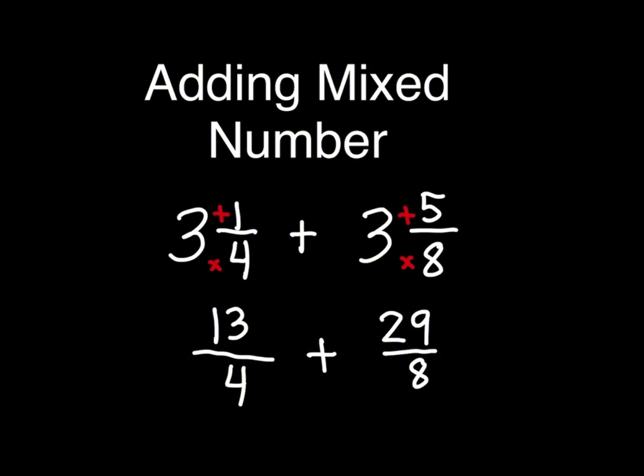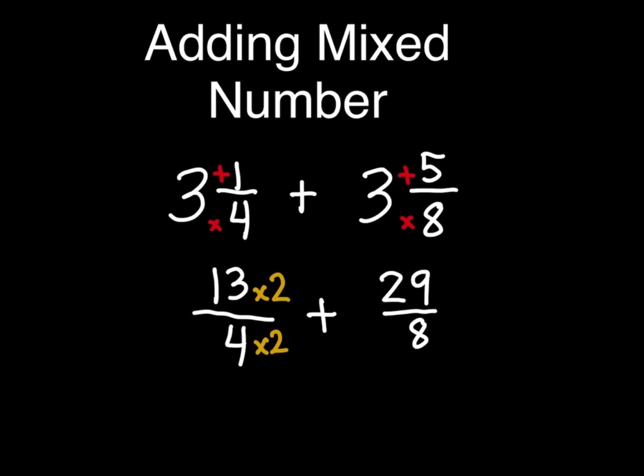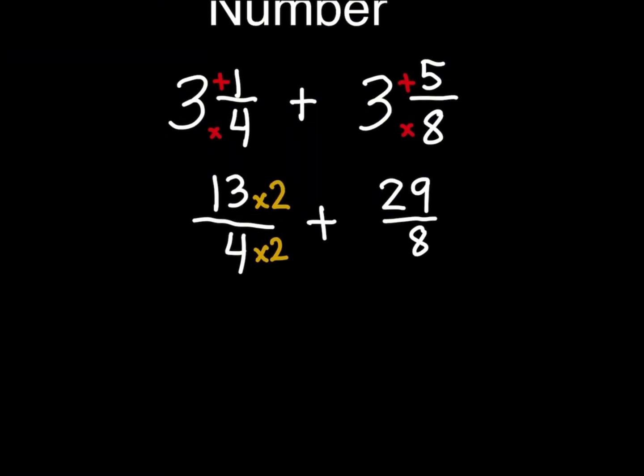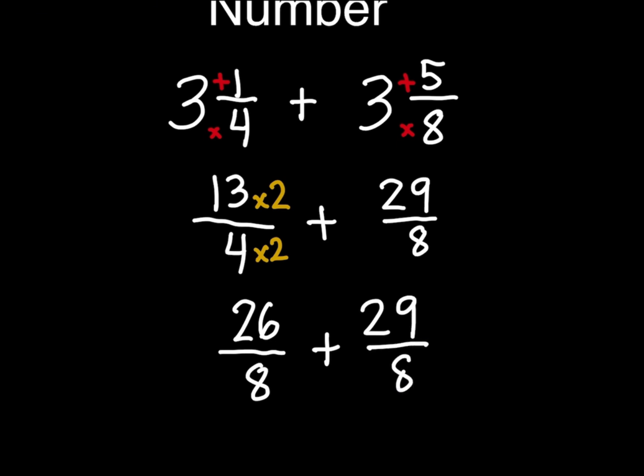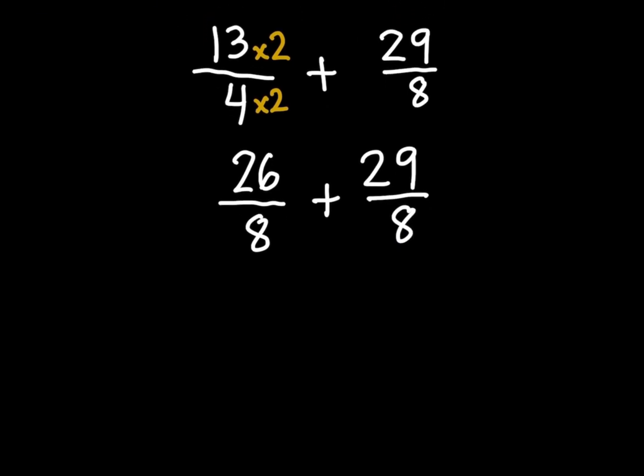And now you cannot add them directly. First, you have to make the denominator the same by multiplying 13 over 4 by 2. So 13 times 2 is 26 over 8 plus 29 over 8. And now you can add the numerators.